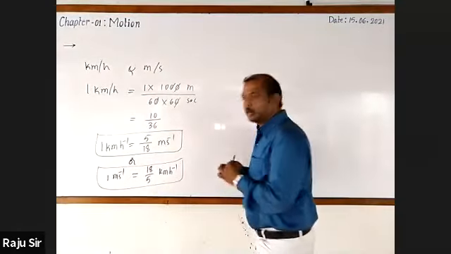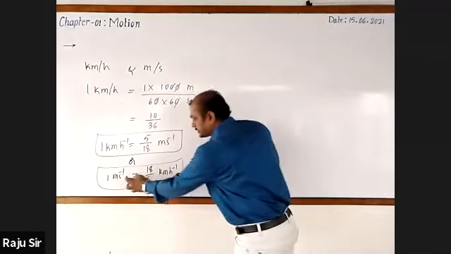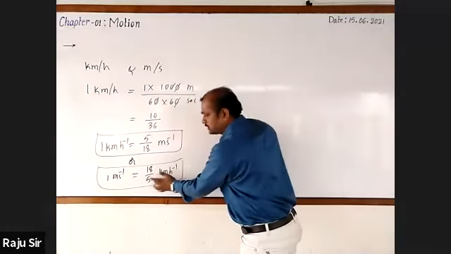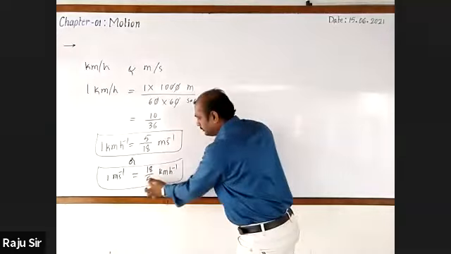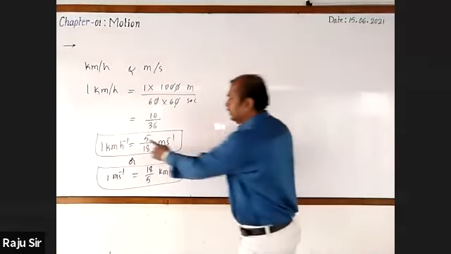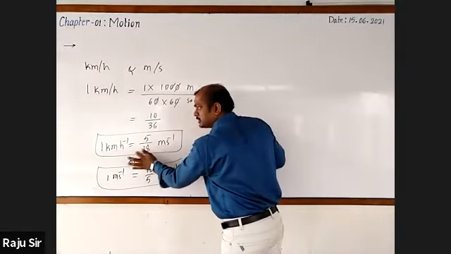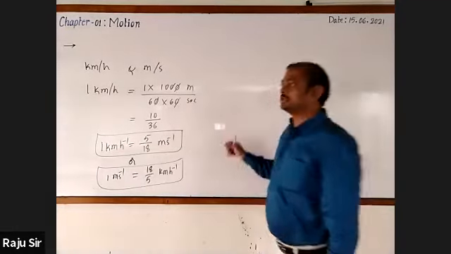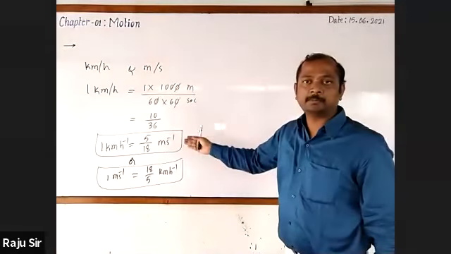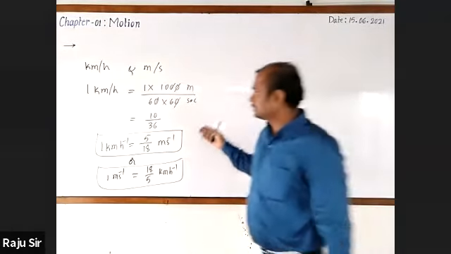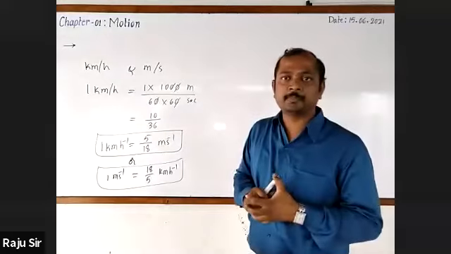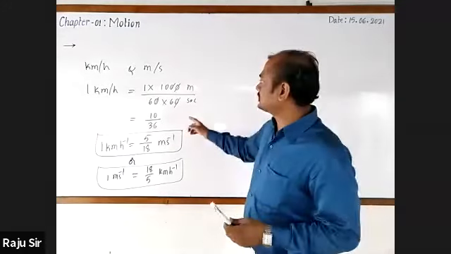If you want to convert meter per second to kilometer per hour, you can use this: 18 by 5 kilometer per hour. To convert kilometer per hour into meter per second, you can use this statement: 1 kilometer per hour is equal to 5 by 18 meter per second. So now let's move on to some numerical problems. Before that, you just write the side heading.